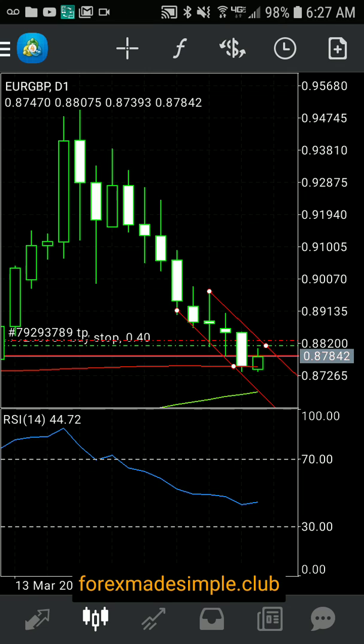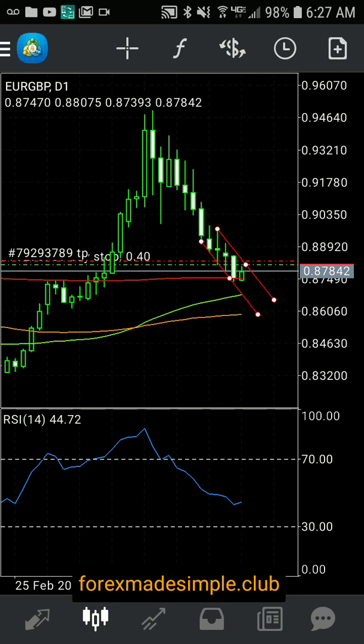Okay. So once again, we see that this is a daily channel. If you're trading on the daily time frame, then here's a good picture of what this particular channel looks like.